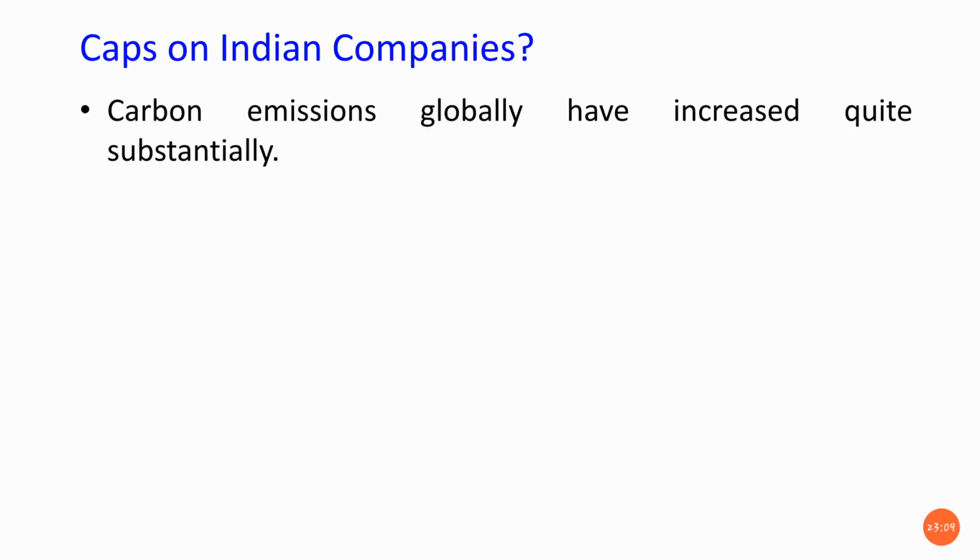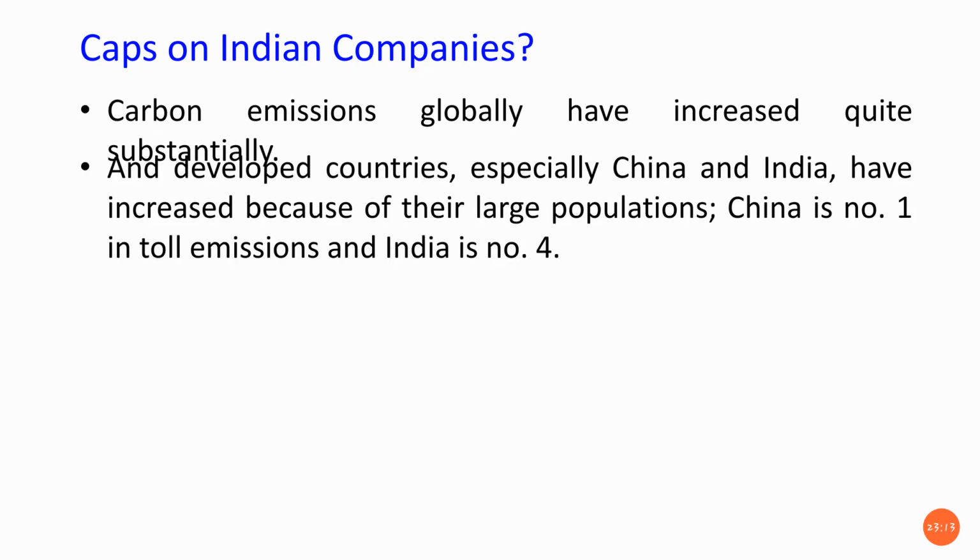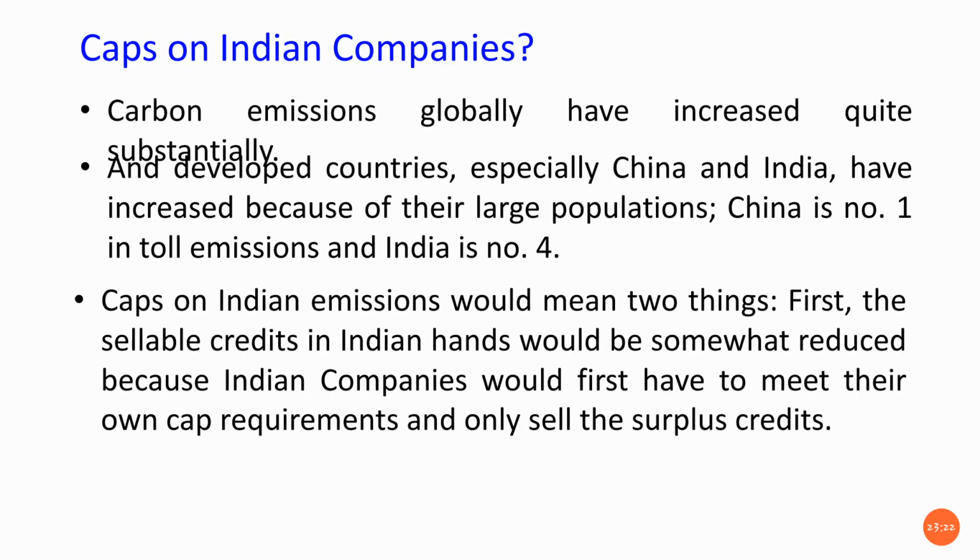So the carbon emissions globally have increased quite substantially, and the developing countries, especially China and India, have increased it because of their large population. China is number 1 in total emissions and India is number 4. So the caps on Indian emissions would mean 2 things. First, the sellable credits in Indian hands would be somewhat reduced, because the Indian companies would first have to meet their own cap requirements and only sell the surplus credits to other nations.